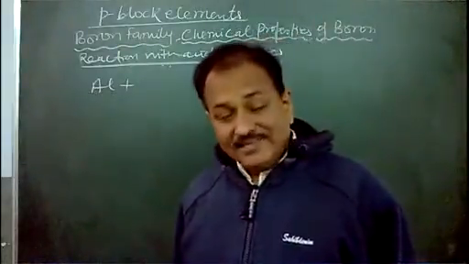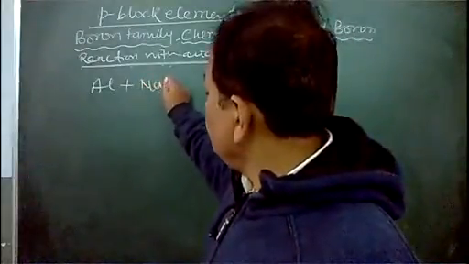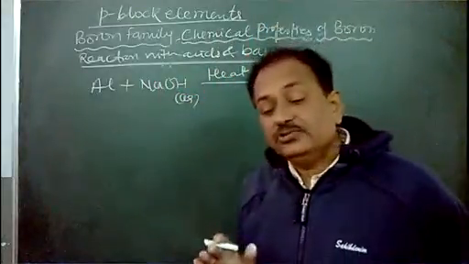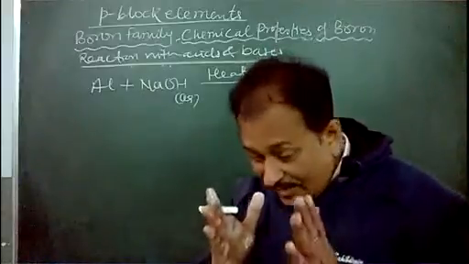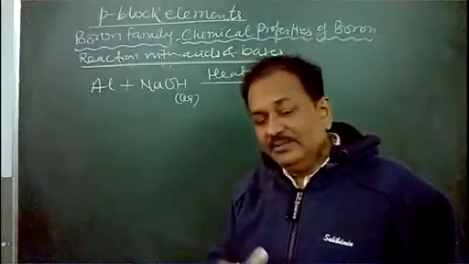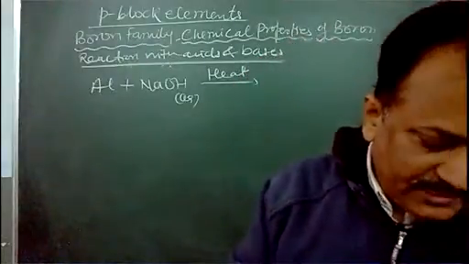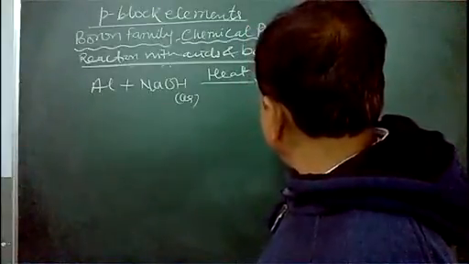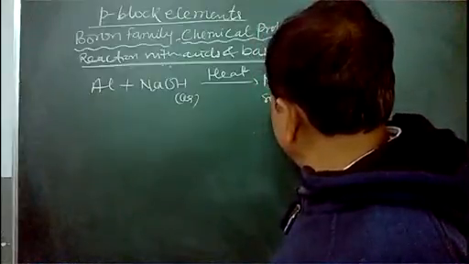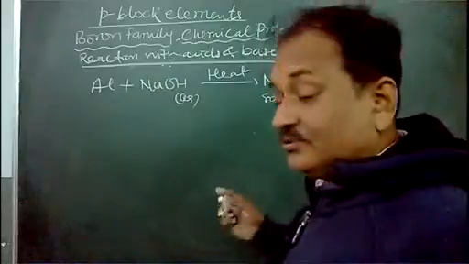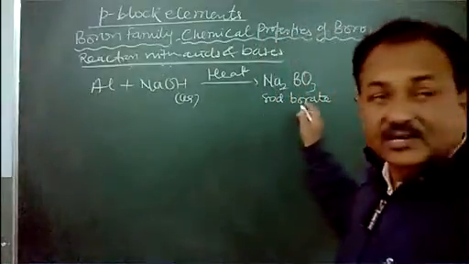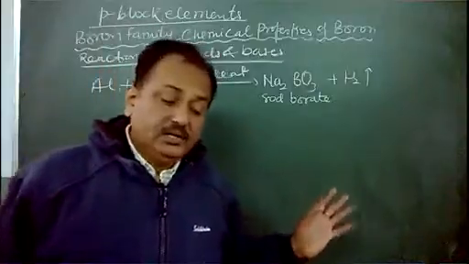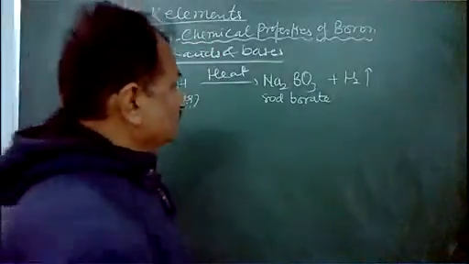So boron plus NaOH, we just have to heat, children, because boron is a very hard element. A little amount of heat has to be supplied, and there is formation of the salt, sodium borate. Sodium borate is formed, and plus there is the formation of hydrogen gas. So this is, children, about some of the reactions of the boron family.